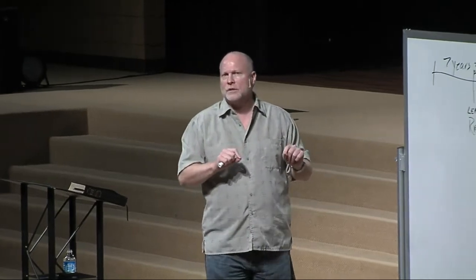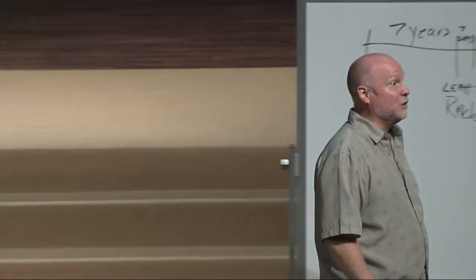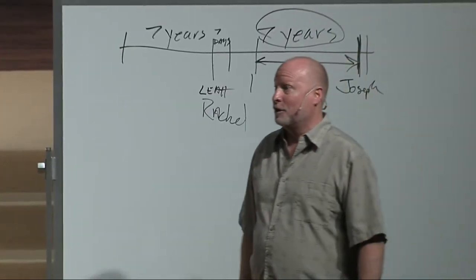Now, here's what's interesting. When verse number 4 says they couldn't speak peaceably unto him, what it's really saying is they wouldn't even greet him. They wouldn't even acknowledge him. They pretended that he didn't exist. He was invisible.